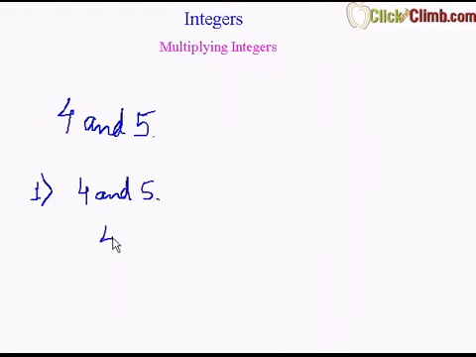Now let us take the first example and try to multiply 4 and 5. When we are trying to multiply 4 with 5, that is simple, multiplying whole numbers, and 4 times 5 as we know is 20. So either we can say that positive 4 times positive 5 is positive 20, or simply we can say that 4 times 5 is 20. We can just ignore these signs in this case.